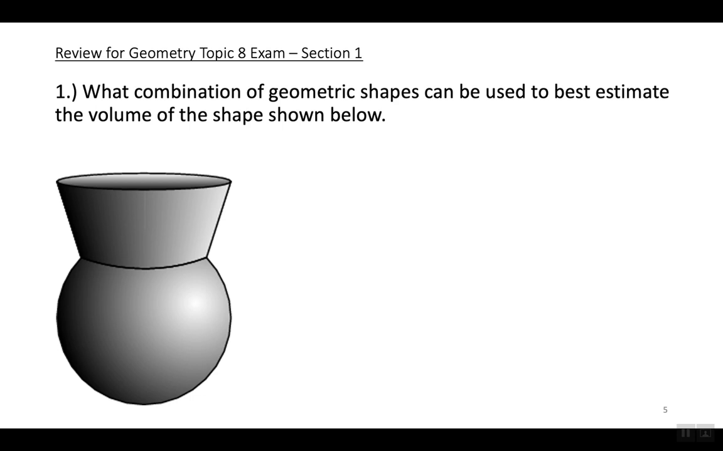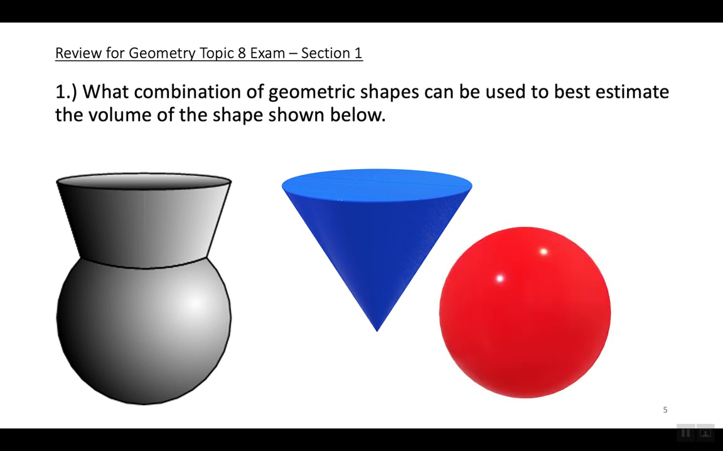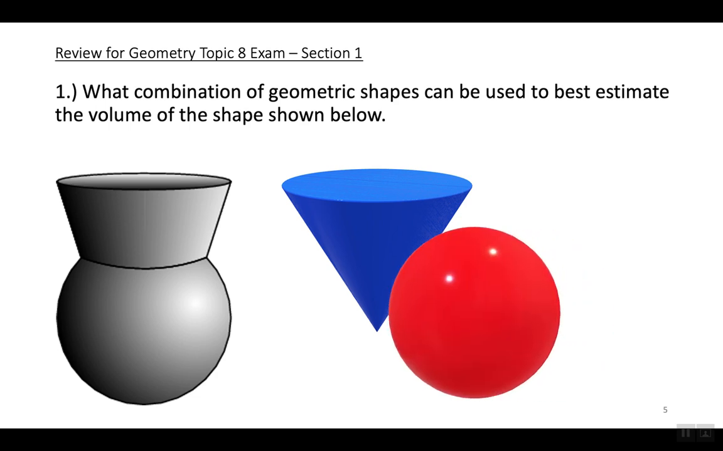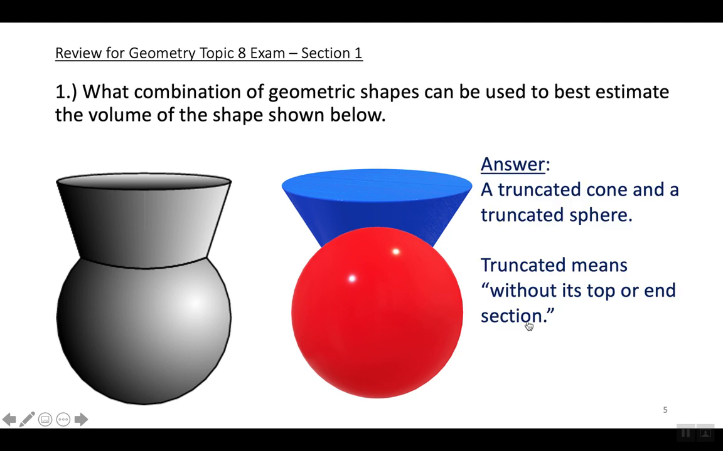Okay, so the shape that's shown is a combination of two shapes. It should be obvious what they are. The first shape is a cone, and the second shape is a sphere. If you combine them, you get the composite figure that's shown on the left. So it's a combination of a truncated cone and a truncated sphere. If you don't know what truncated means, I wrote it right here. Truncated means without its top or end section. So it's a combination of a truncated cone and a truncated sphere.